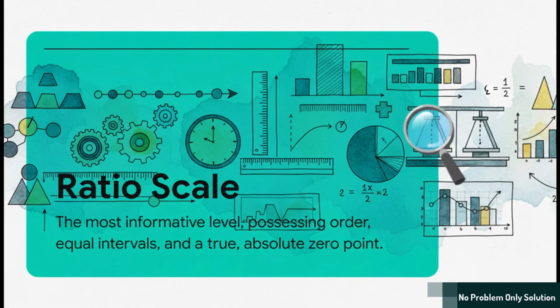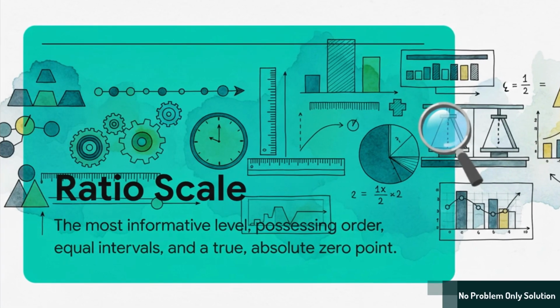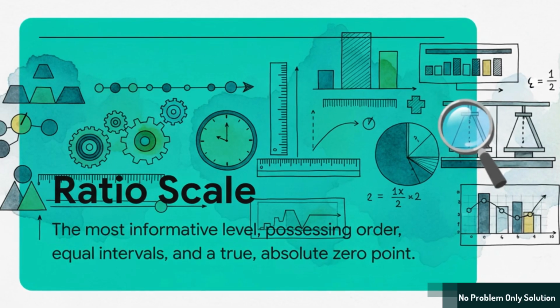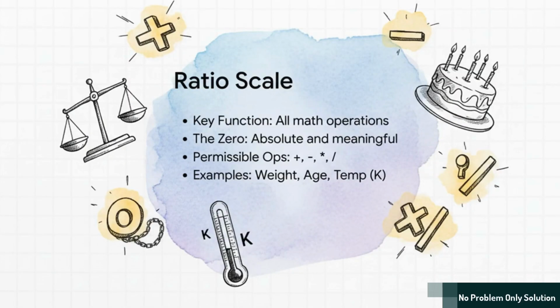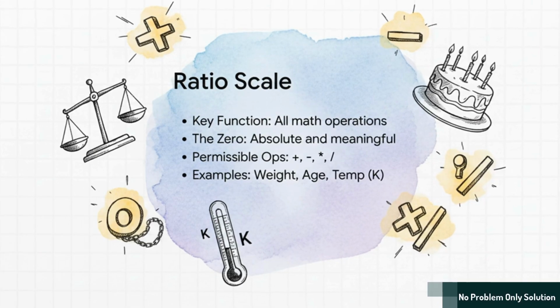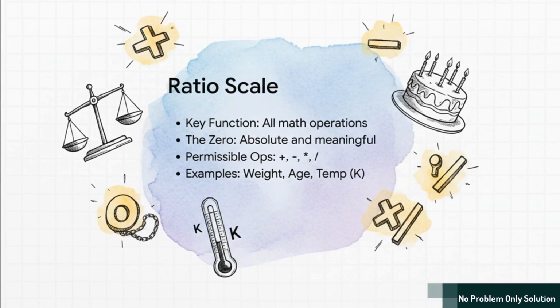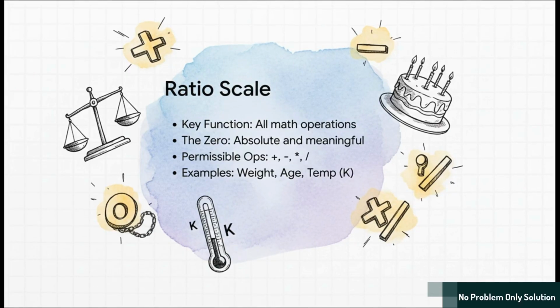Now, this is a really big deal because an absolute 0 means a complete absence of the thing you're measuring. 0 weight means no weight. 0 distance means no distance. It means nothing, zilch. And this is the real game changer. Having that true 0 means we've unlocked the whole shebang. We can do any mathematical operation we want: add, subtract, multiply, divide. Now we can finally make those powerful ratio statements like this person is twice as old or this thing is half the weight.